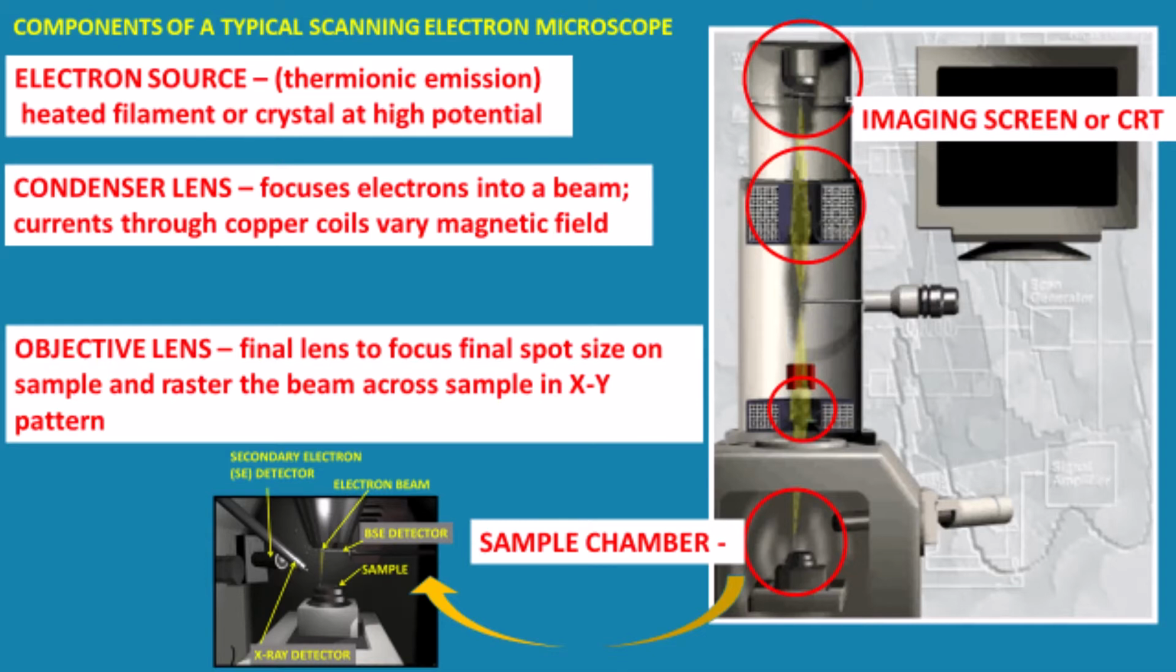The signal intensity coming off the sample and the resolution of the instrument are dictated by the beam current and the beam size, respectively.